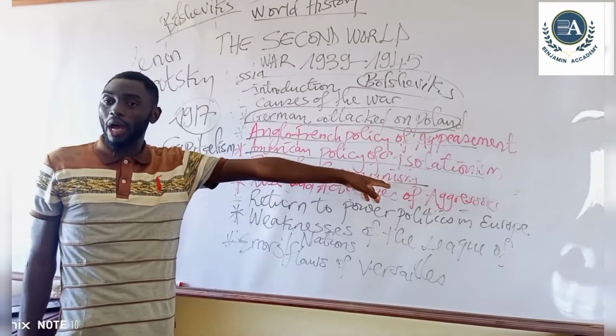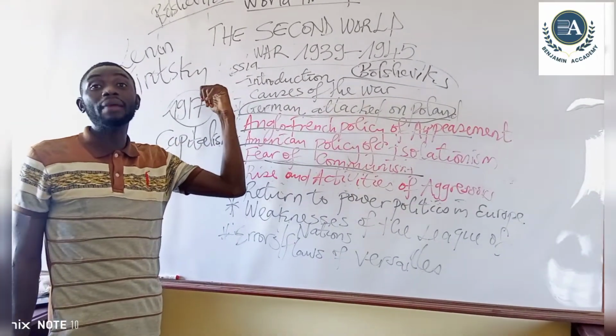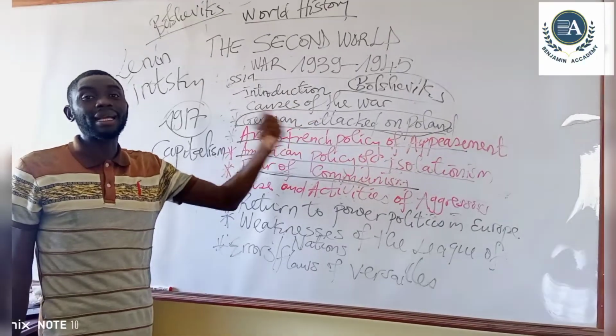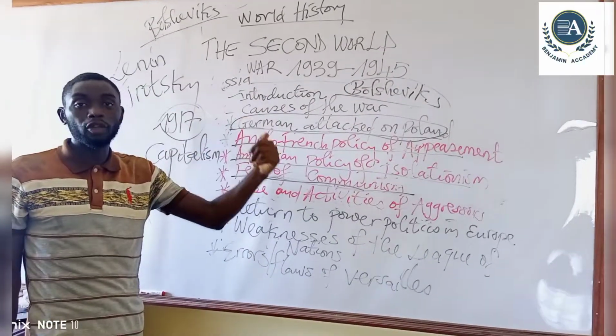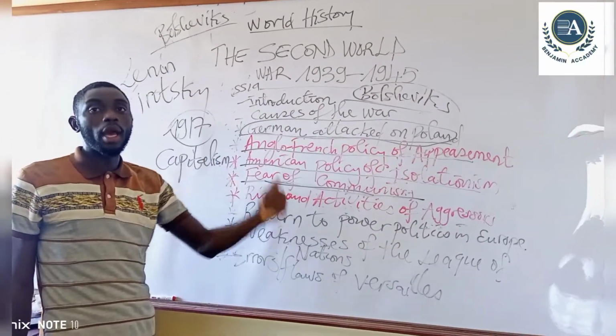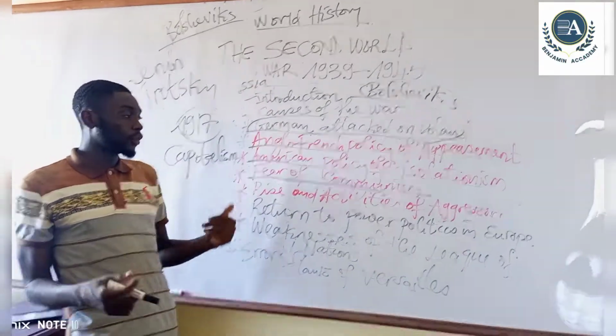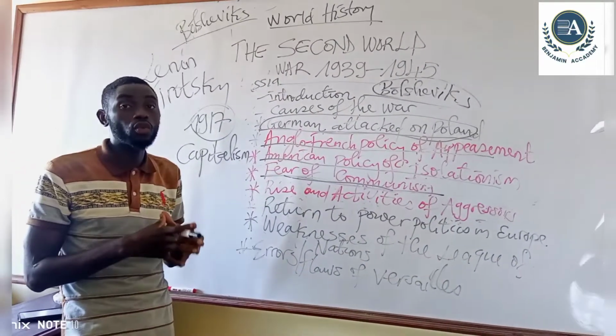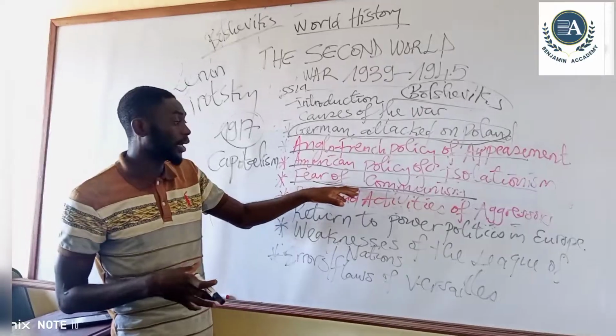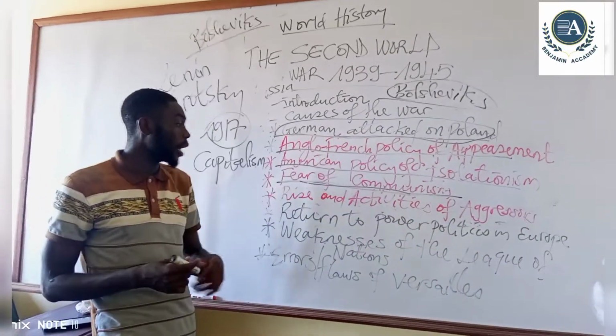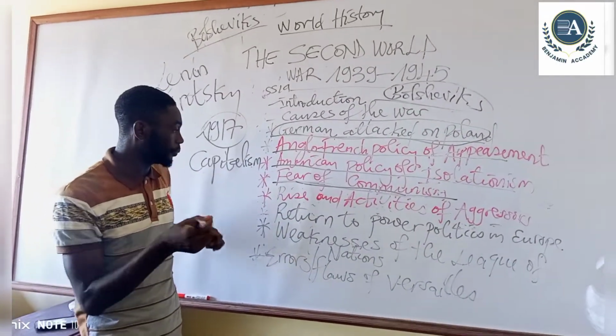Who were those who were afraid of communism? Britain and France. They wanted capitalism to be spread in different parts of the world. But Russia wanted communism, and because of that, they could not come to a compromise to work together and check the aggressors. So it led to the outbreak of the Second World War.